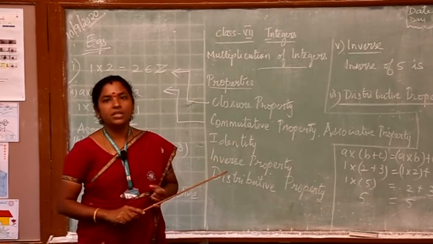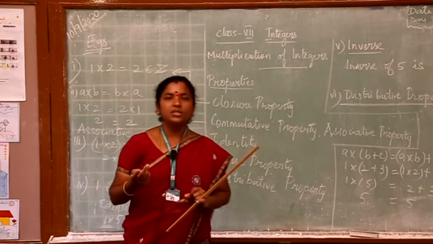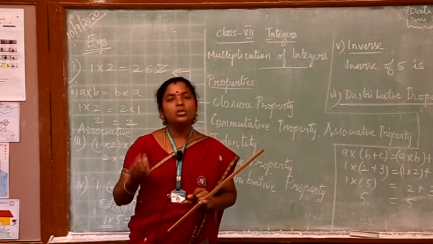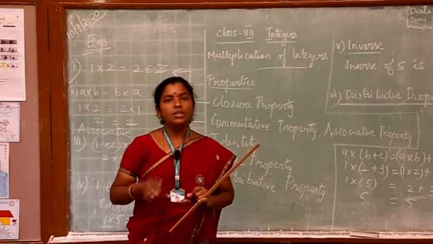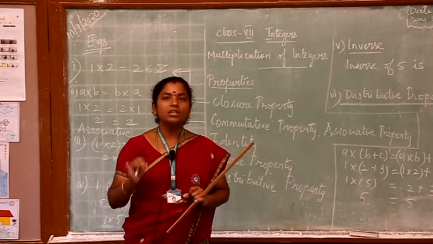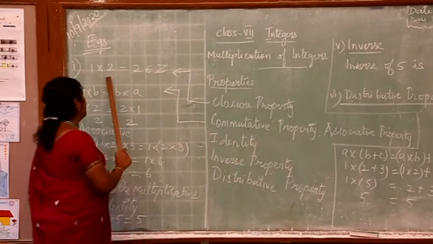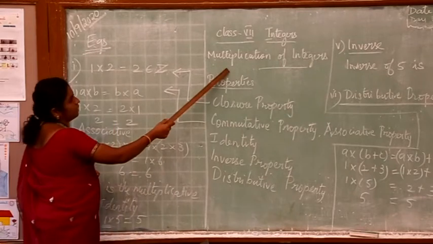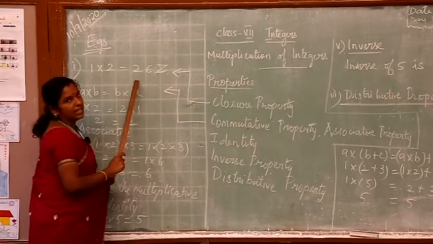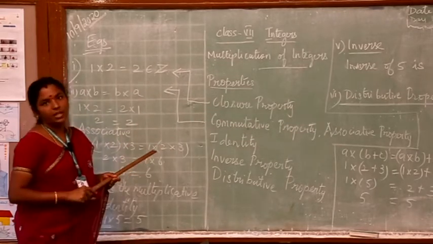Always, the closure property is nothing but you have to take any 2 integers. Integers means, as you know, positive numbers, negative numbers and also 0. 0 is neutral, it is neither positive nor negative. All the 3 kinds of numbers we will take: positive, negative and also 0. So, you can choose any 2 numbers. I am choosing 1 and 2 here, with the same operation, multiplication. 1 multiplied by 2 gets the answer 2, which is also an integer. So, this closure property holds good.